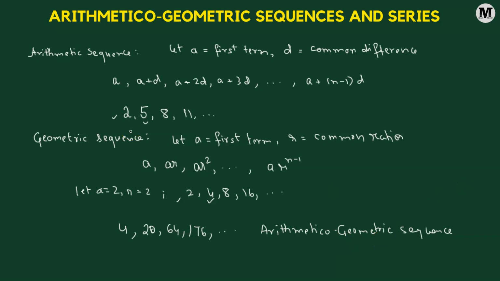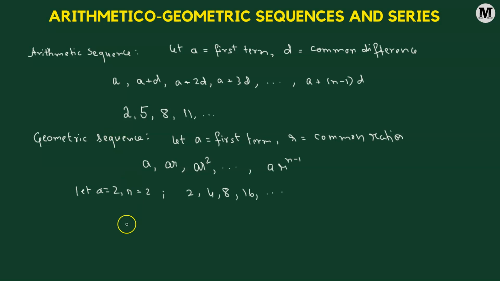Let us generalize this idea. Now let's do one thing. Let's define a very new type of sequence where the first term is A. Then we define the next term as we take A plus D and multiply it with a common ratio that's going to be defined by R. Then we take A plus 2D and multiply it with R squared. Then we have A plus 3D multiplied with R cubed.